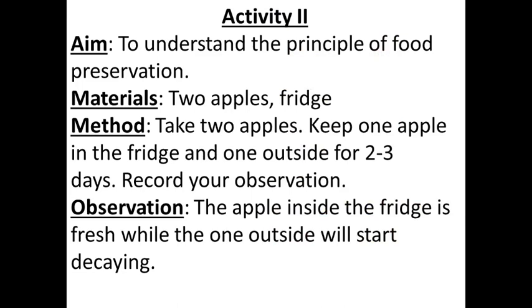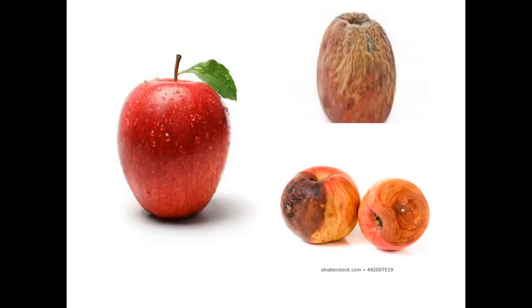To understand this method, I have given one activity, to understand the principle of food preservation. For this we require 2 apples and a fridge. See the method. Take 2 apples, keep 1 apple in the fridge and keep 1 outside for 2 to 3 days and record your observation. Now see this image. Tell me which apple is in the refrigerator and which one is spoiled.